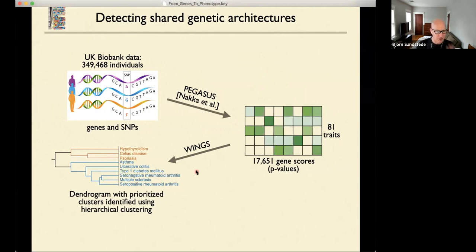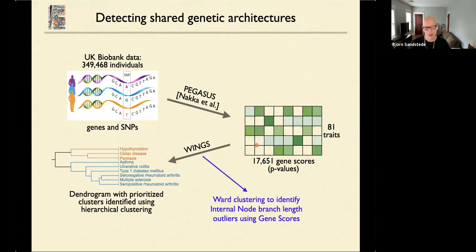And then the algorithm that we're using is Wings. That allows us to do clustering analysis to identify prioritized clusters that correspond to disease groups that share genes in a statistically relevant way, based on that gene score matrix. Wings stands for Ward clustering to identify internal node branch length outliers using gene scores. There's always this game of trying to come up with abbreviations, and for us it was basically getting from Pegasus to Wings. That was the reason why we picked Wings.